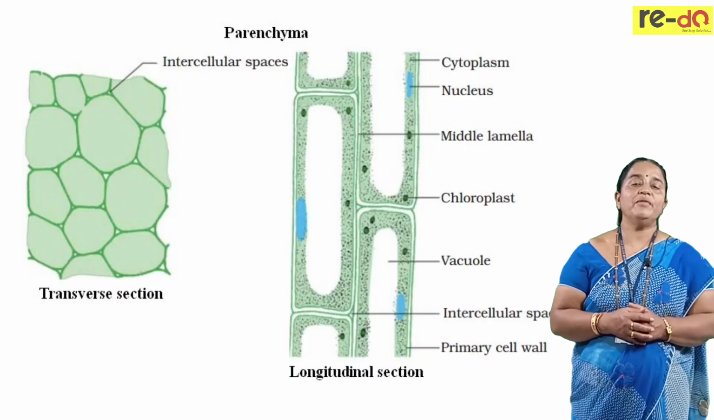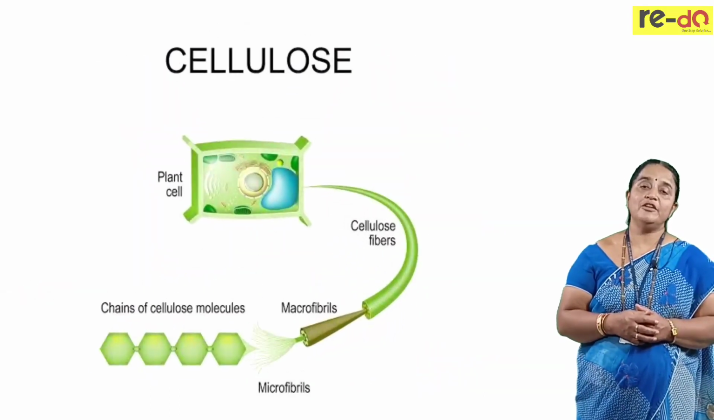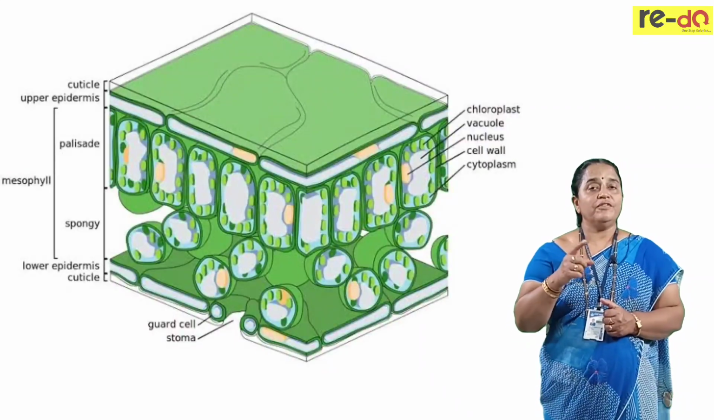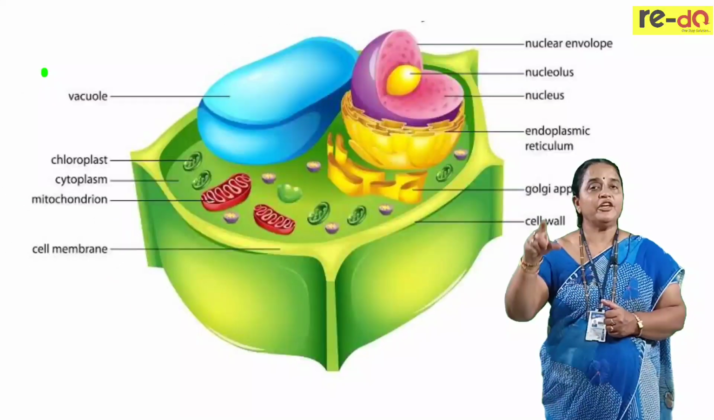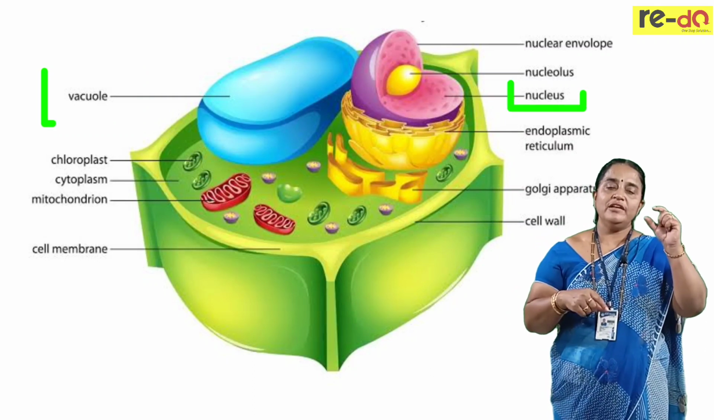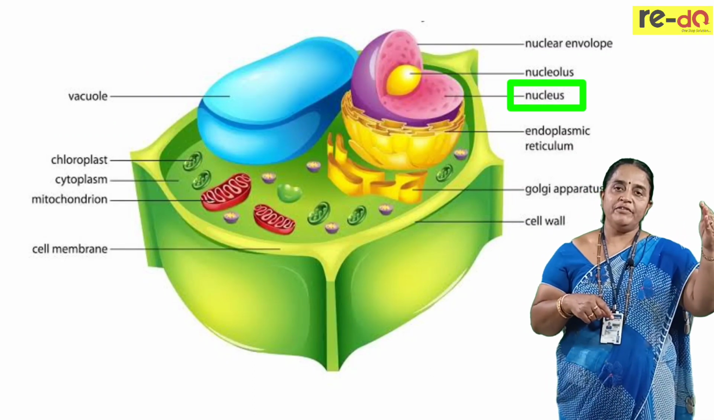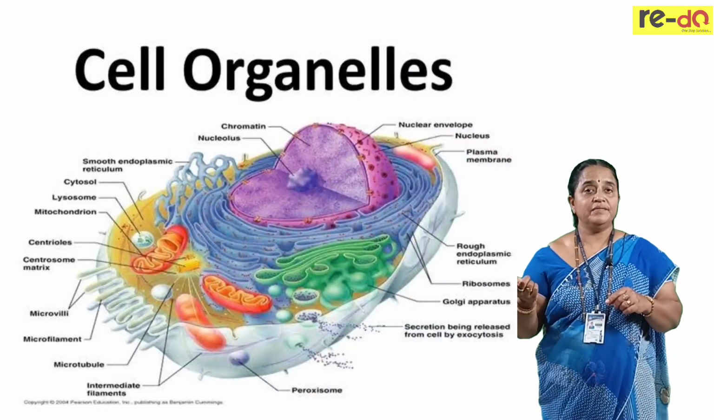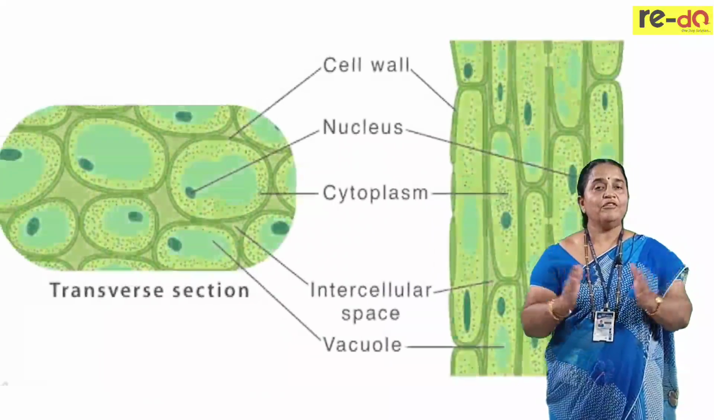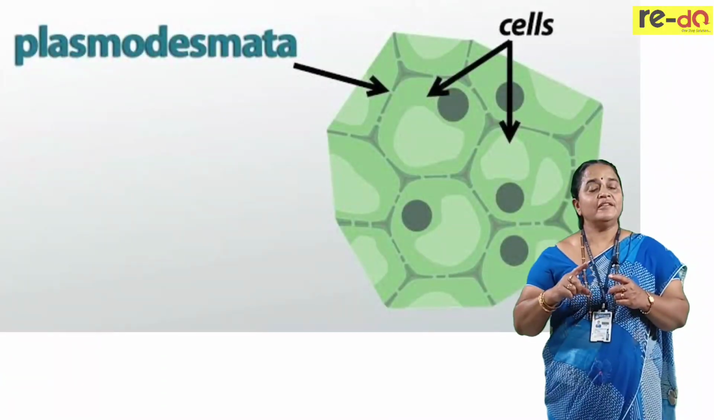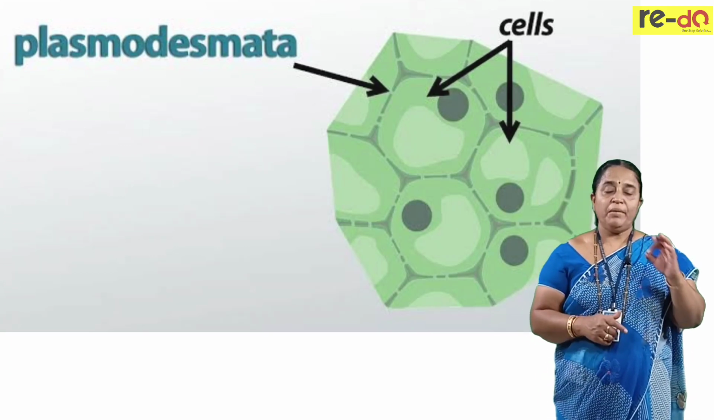Each cell is surrounded by a primary cell wall made up of cellulose. In the protoplast, we can see the most functional cell organelle, the vacuole, occupying the maximum space in the cell. The nucleus is small and located at the periphery. All cell organelles are well developed. And if lots of intercellular spaces are present, the plasmodesmata are seen very clearly.